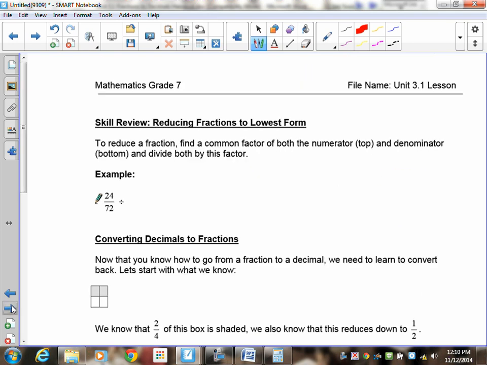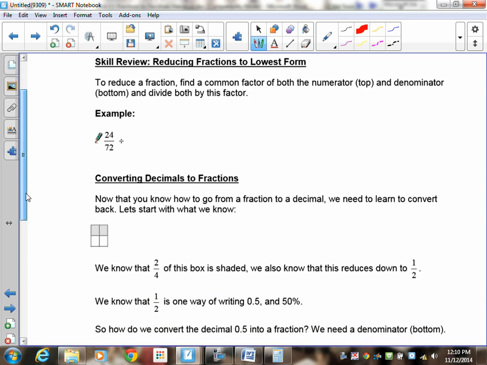All right. Now, let's talk skill review, reducing fractions to the lowest form. If you have any trouble with rounding, go back and review rounding or come and talk to me, okay? Our next skill we have to review is reducing fractions to the lowest form. Now, to reduce a fraction, you have to find a number that goes into both the top and the bottom, the numerator and the denominator. It's the same number, and it's got to divide in evenly.